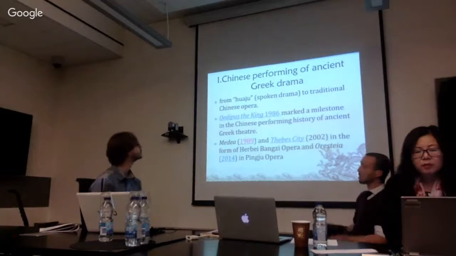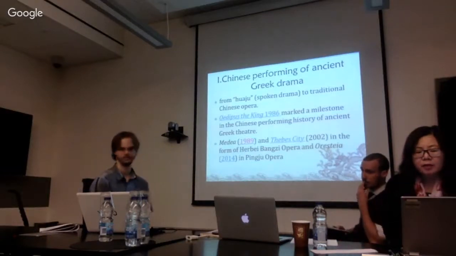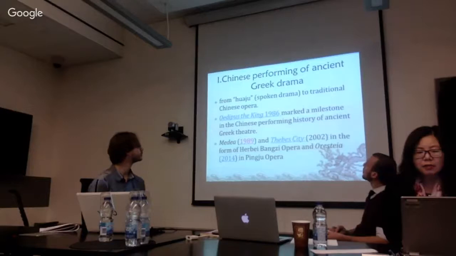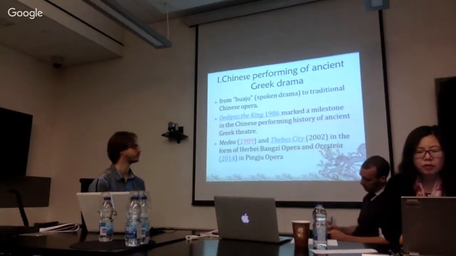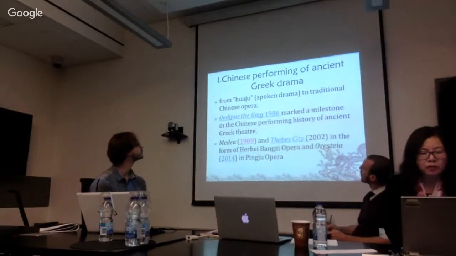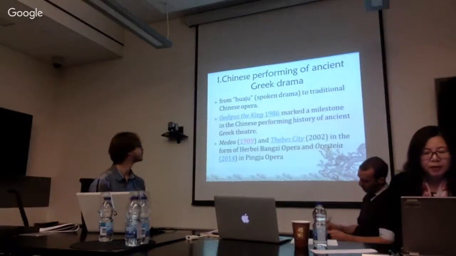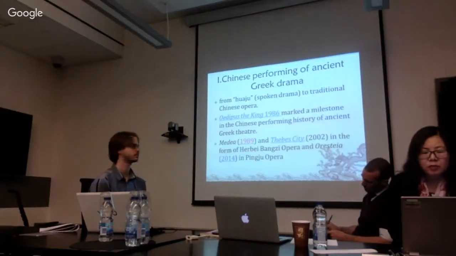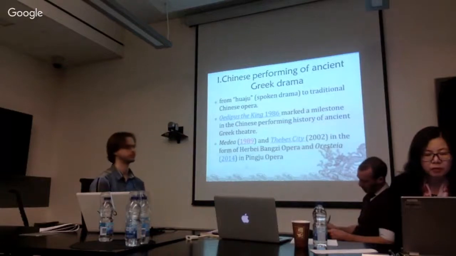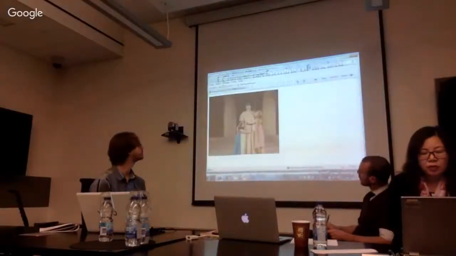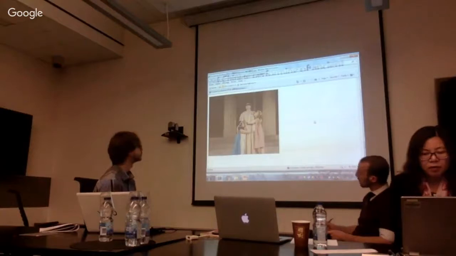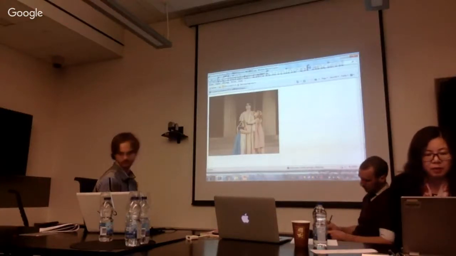So the Chinese performing of ancient Greek drama has undergone a change. Firstly, we have spoken drama, that's huaju, and then the traditional Chinese opera style of performing ancient Greek drama on the stage of Chinese theater. In 1986, the first premiere of Oedipus the King on Chinese stage marked a milestone in the Chinese performing history of ancient Greek theater. I can show you a picture of this performance.